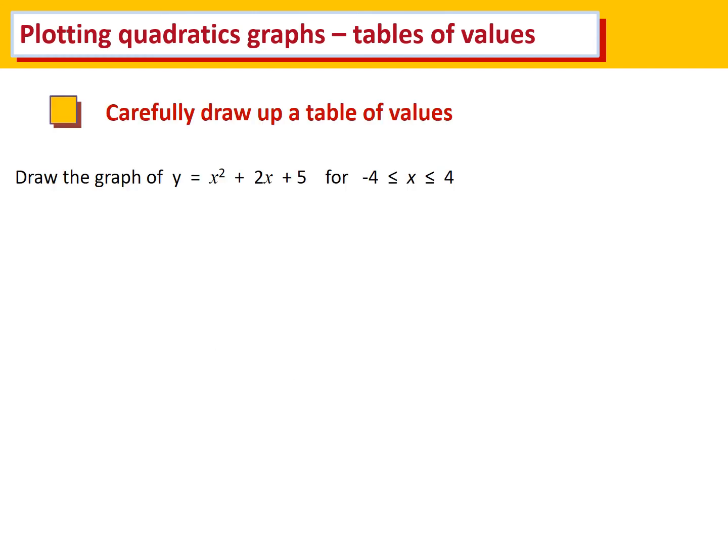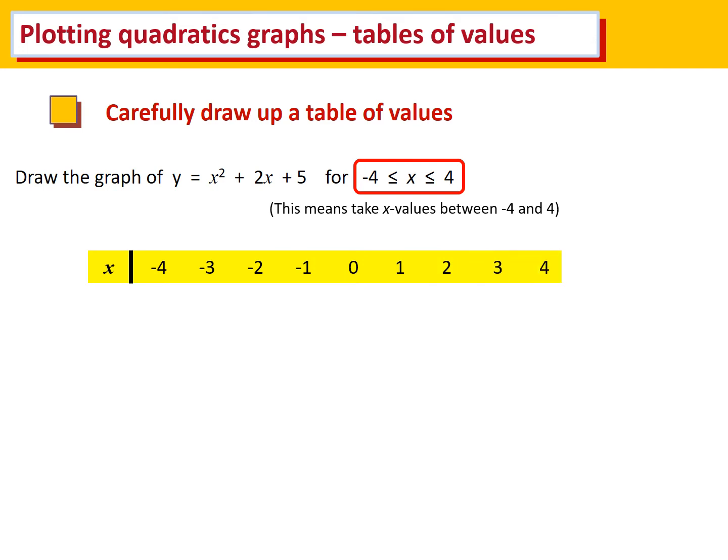Let's try that again with a second example. The first thing to consider is the x values. Once again, our x values are between -4 and 4. So we have our row of x values. And the relationship between x and y is y equals x squared plus 2x plus 5.